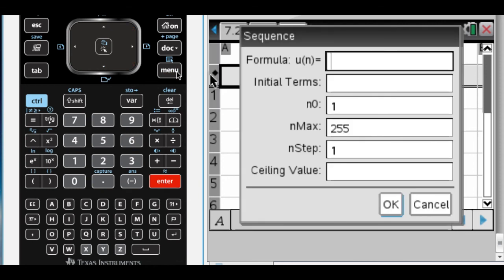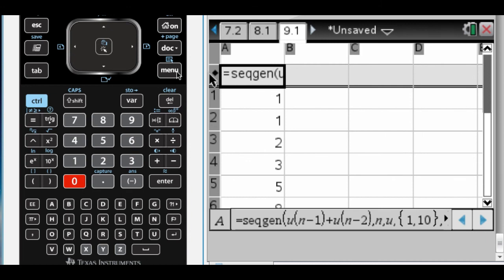This is telling you that to find a new term, on the test it says a sub n, but we have to use u. So it's going to be u of n minus 1 plus u of n minus 2. And then it has these two initial terms. I'm only going to go up to 10, because that's what I need, the 10th term. So I'm going to press OK.